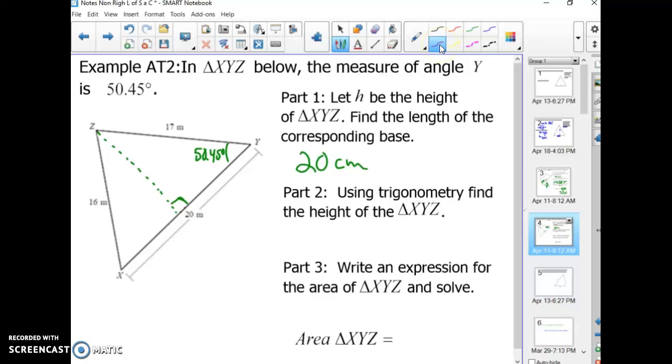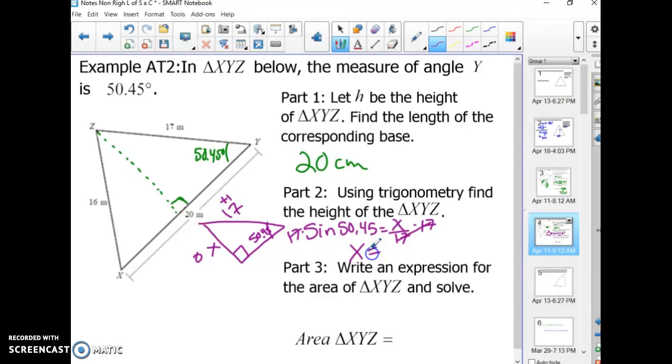If I pull that triangle out, I have this triangle right here. That side is 17. You know that angle is 50.45, but I want to find this. So I have opposite and the hypotenuse, so I've got to use the sine. So the sine of 50.45 is equal to my height over 17. Times both sides by 17, and x then is going to be equal to 13.125. Just plugging and chugging in a calculator.